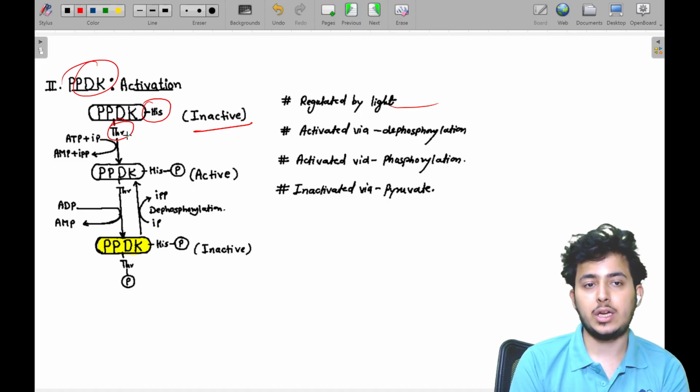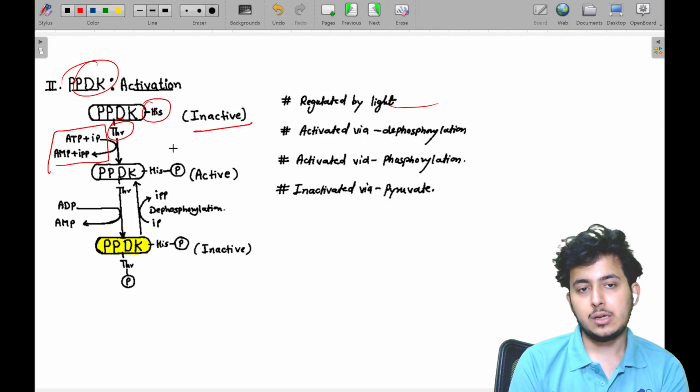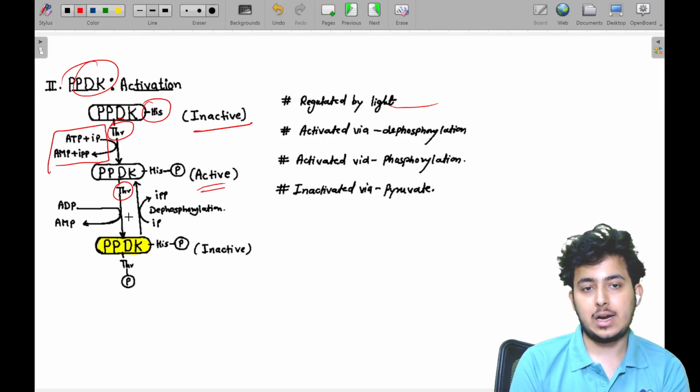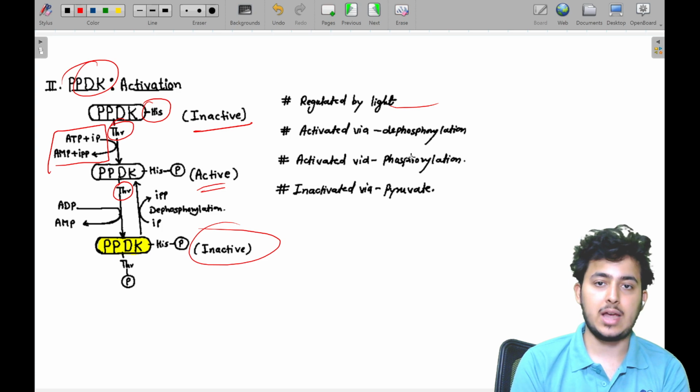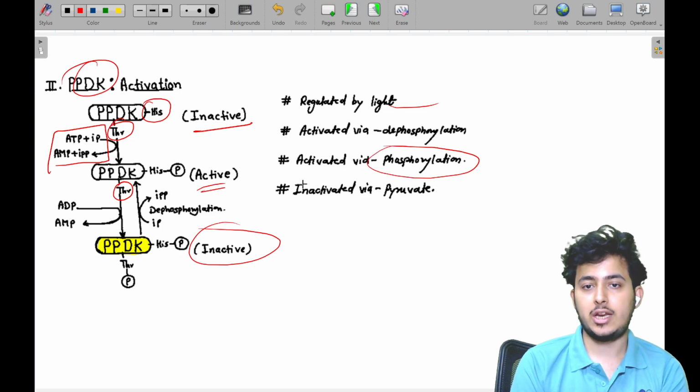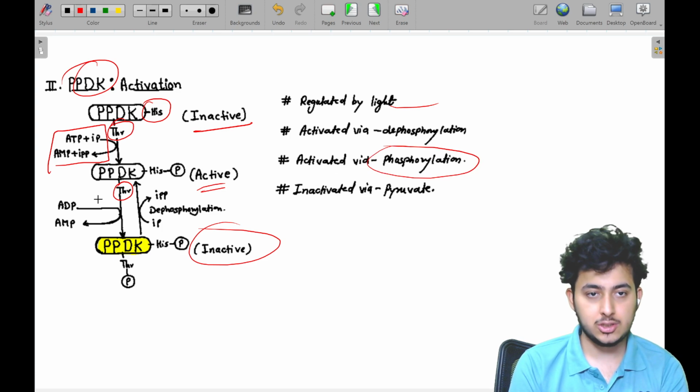But as soon as your ATP is converted into AMP plus PPi, because of this phosphorylation event, mainly your histidine residue getting phosphorylated, it becomes active. Once it is active by this phosphorylation, you can again add a phosphate group at the threonine residue. Okay, and once that is done, it again becomes inactive. So it is activated by phosphorylation, and it can also be inactivated by phosphorylation, you can see.